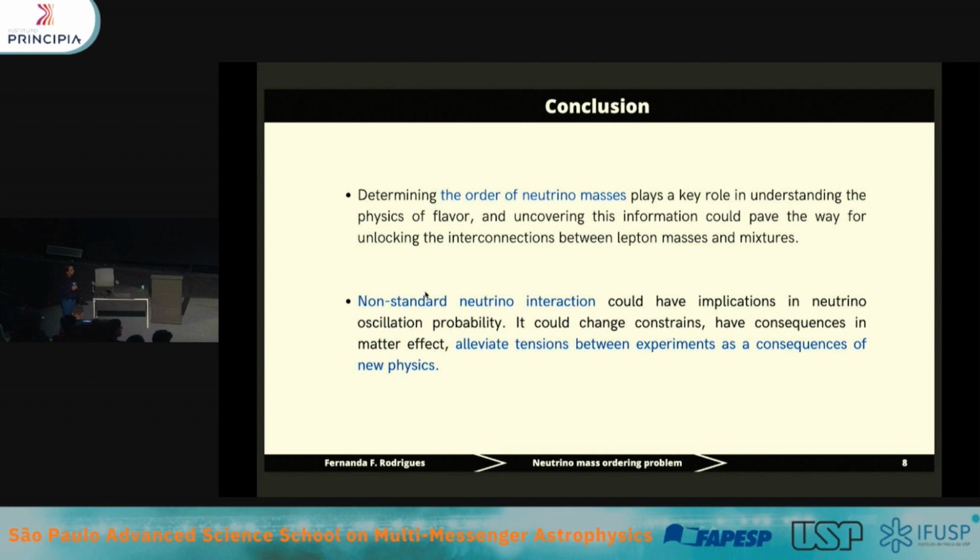And have you tried using data from other neutrino detectors? Not yet, because we are specifically trying to understand the tension between these two experiments, but we are looking for another experiment also.